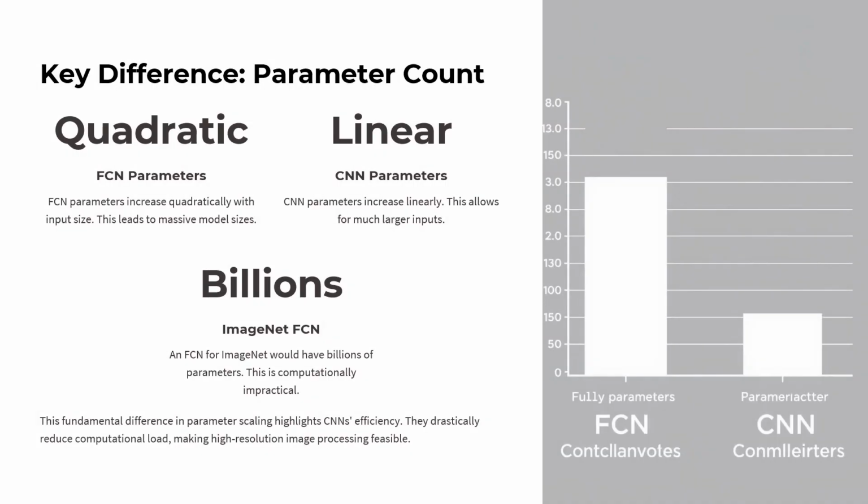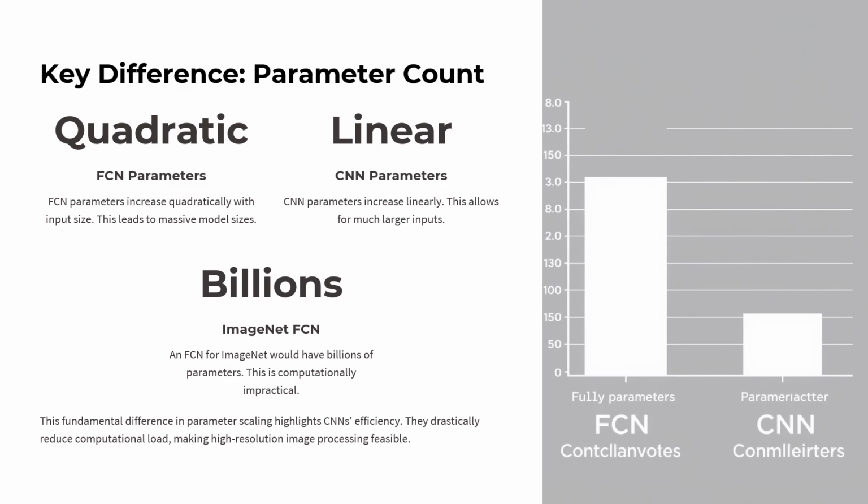Next, we will see the key difference: parameter count. First, FCN, fully connected network, quadratic growth. FCNs have parameters that increase quadratically with input size. This means that as input grows, the model size explodes quickly, becoming too large to handle. For example, using an FCN on high-resolution images like ImageNet would result in billions of parameters, which is computationally impractical.